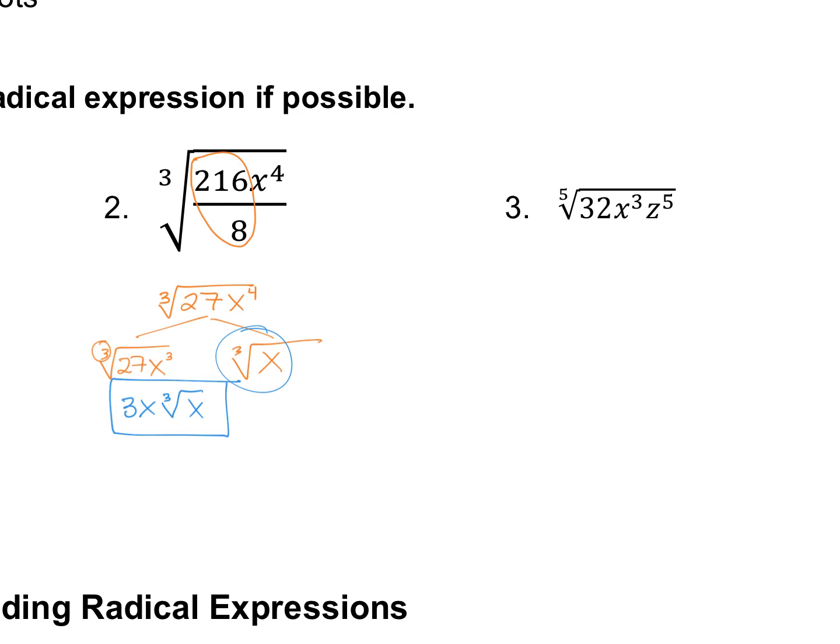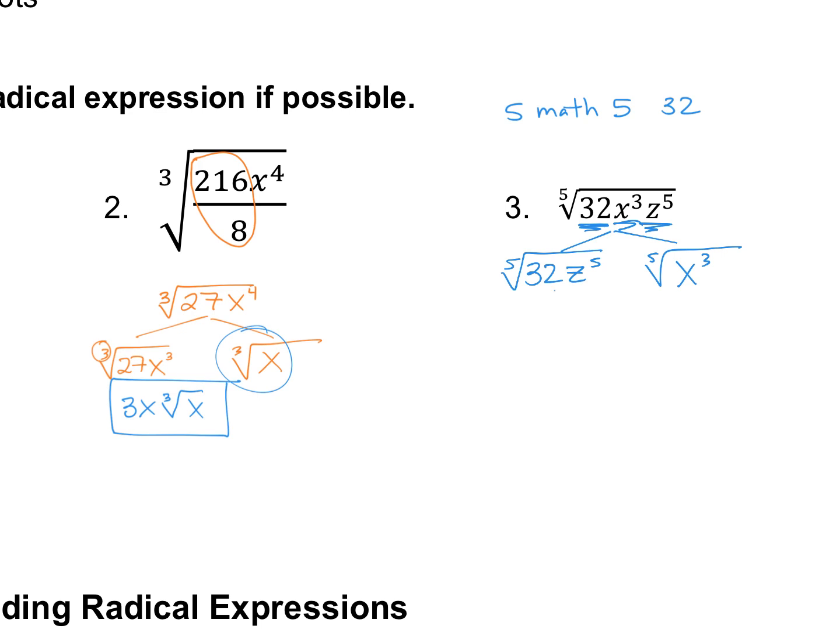All right, number 3. This one's a 5th root. And some of this you can take 5th root of and some you can't. If you're not sure on the number, try it first. So this would be 5, math, 5, 32. Check. Can you actually take a 5th root of 32? You can. That works out to 2. Okay, so the whole 32 is going to go on the perfect side. So yes, we can take a 5th root of that. Can you take a 5th root of x to the 3rd? No, you cannot. Can you take a 5th root of z to the 5th? Yes, you can. So that's the perfect one.